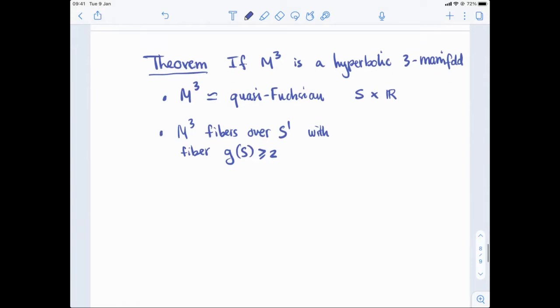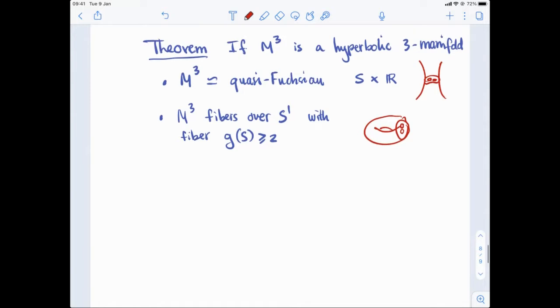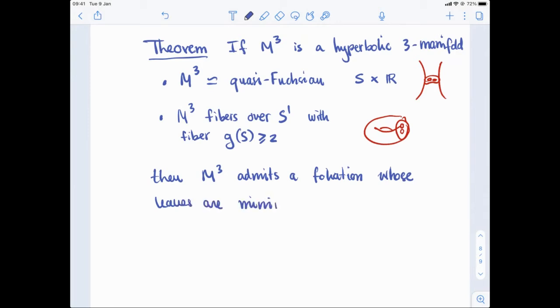So think of, in this case, we have a manifold that looks something like this. And in this case, we have something like this. Then in these two scenarios, M³ admits a foliation whose leaves are either minimal or have non-vanishing mean curvature.